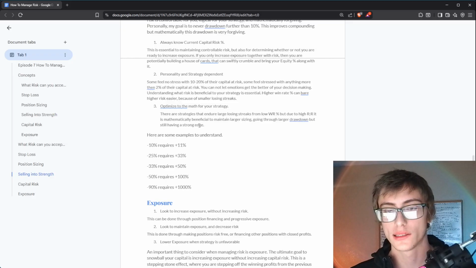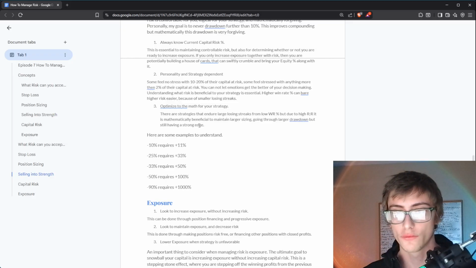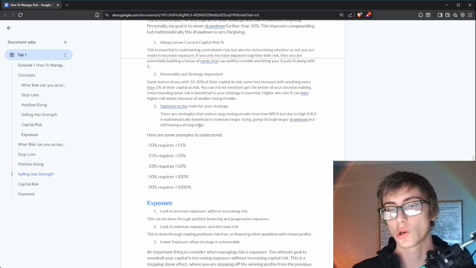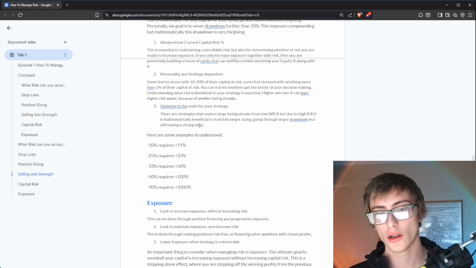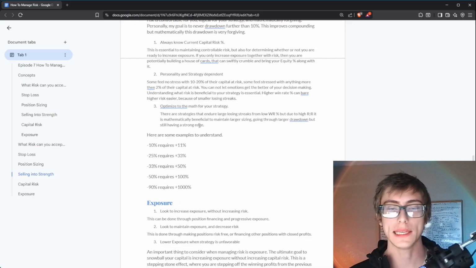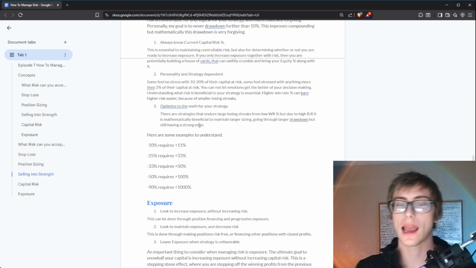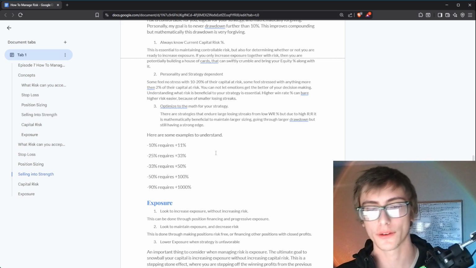Now, here are some examples to understand. Minus 10% requires plus 11% to get to break even. Minus 25% requires plus 33%. Minus 33% requires plus 50%. Minus 50% requires plus 100%. Minus 90% requires plus 1,000%, right? So the nature of drawdown is the deeper you go into drawdown, the exponentially more you need to return to get out of the drawdown, right? To get back to break even.